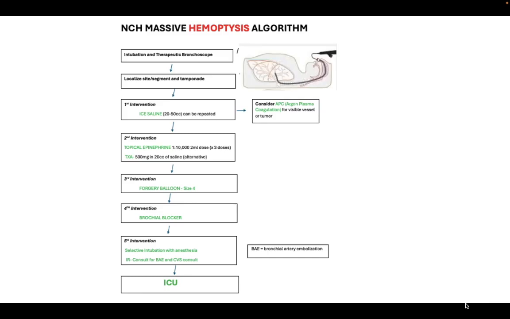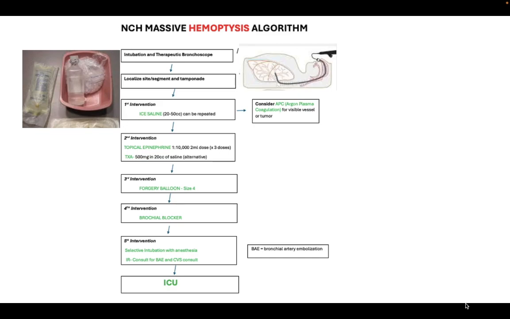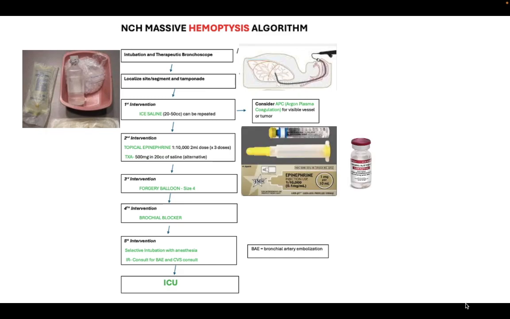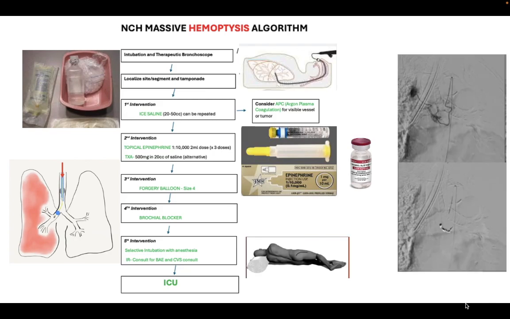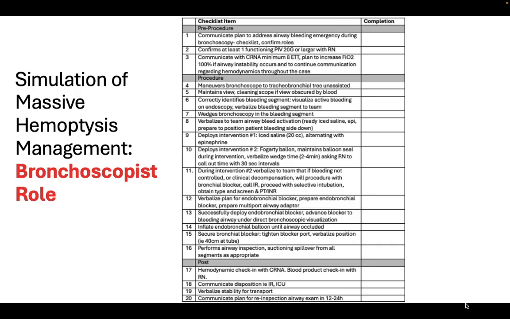So again, to run through, you're isolating your bleeding segment and communicating that to the room, applying saline and epinephrine to the bleeding segment, using tamponade devices such as Fogartys and blockers to, again, isolate and achieve hemostasis. If the algorithm continues and the patient keeps bleeding without an achievement of hemostasis, placing the bleeding lung down and referring to IR and/or ICU will be the next step.